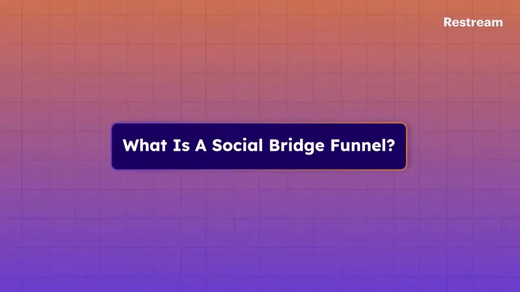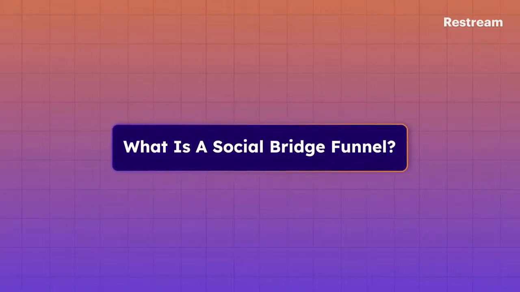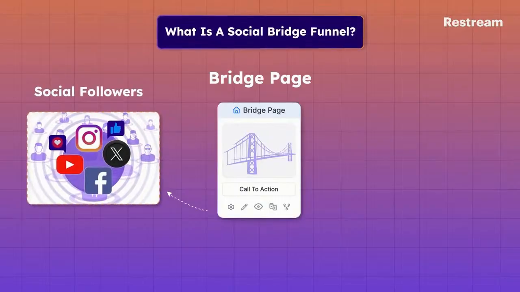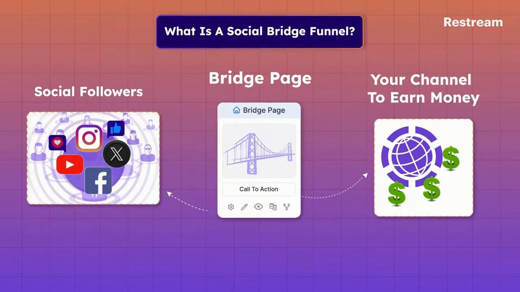So what is the social bridge funnel? A social bridge funnel is basically a bridge between your social followers and your channel to earn money. Okay, so what you do is you use a funnel to separate out the people that are possibly willing to pay for your services and products and put them into one single place where you can reach them anytime.